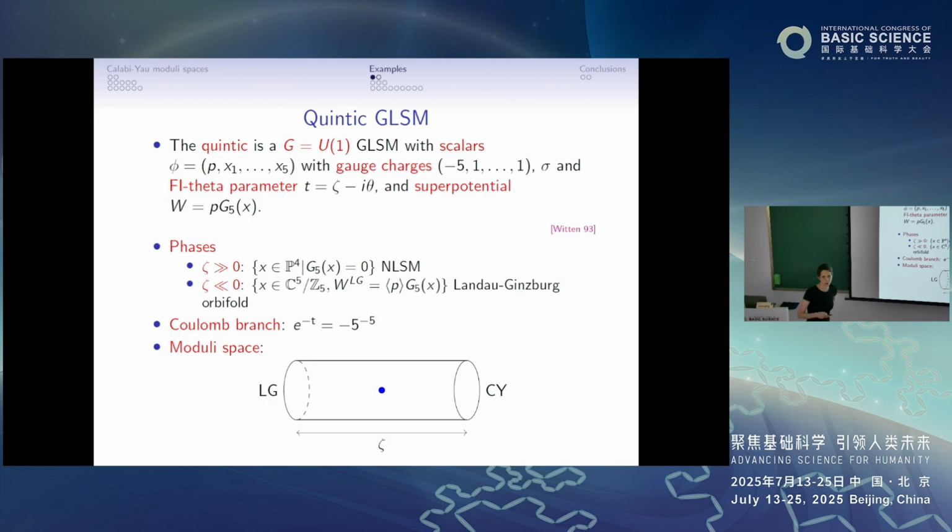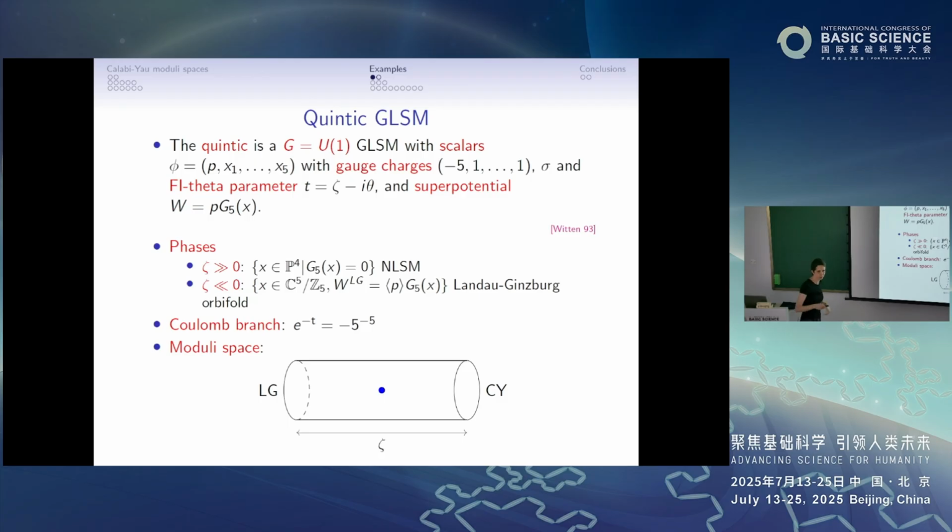If you want to realize the quintic as a phase of a GLSM, you get away with a U(1) abelian gauge group. You choose 6 fields. One of them has charge -5, and 5 of them have charge 1 under this gauge symmetry. It's a rank 1 gauge group, so you only have 1 sigma field and 1 FI theta parameter. And the superpotential that's gauge invariant is linear in P and already suggestively degree 5 in the x's. And the translation really is that the chiral scalars will be the coordinates on the Calabi-Yau.